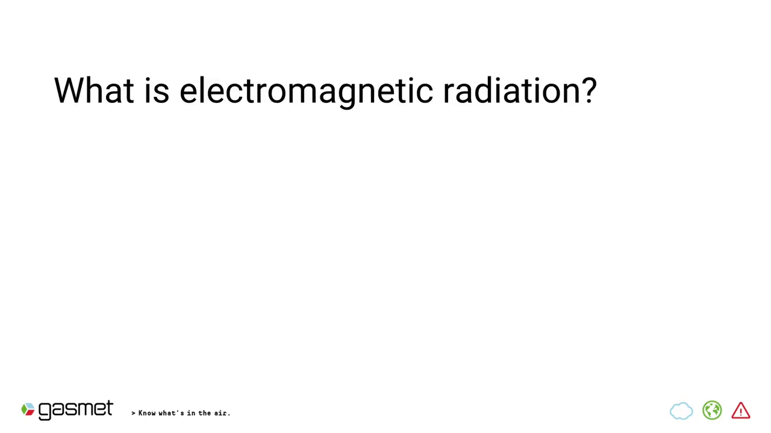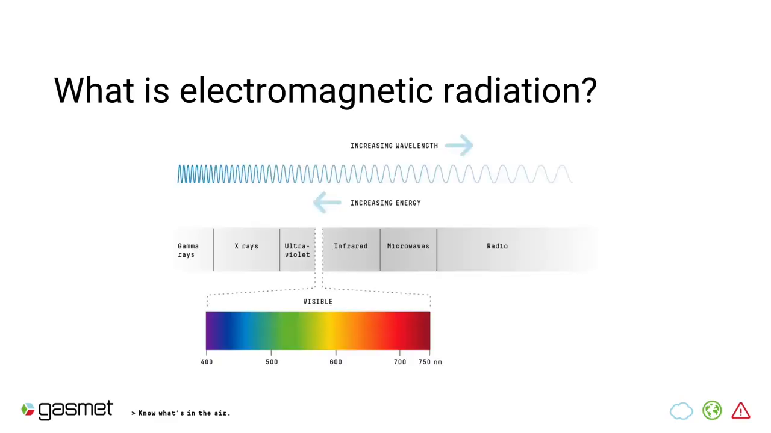So, what is electromagnetic radiation? When we talk about light, we usually mean visible light. However, this is only a small slice of the whole of electromagnetic or EM radiation. EM radiation is waves, which are characterized by their wavelength. On the right, we can see radiation with long wavelength, such as radio waves, and on the left, we can see radiation with short wavelength, such as gamma and X-rays.